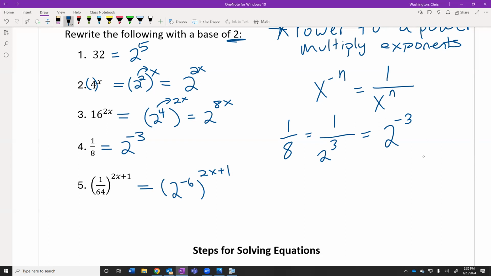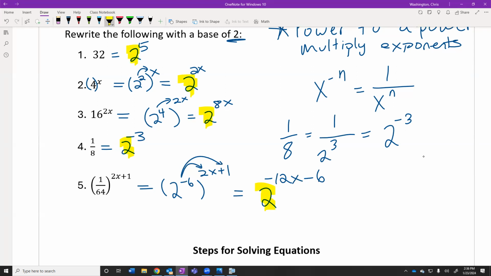We can distribute the -6. We're going to multiply the exponent still. We may have to distribute in this case. -6 times 2x is -12x. And -6 times 1 is -6. So we took 5 things that looked radically different to begin with, and we have converted them to all have the exact same base. And that's what we're going to do today.